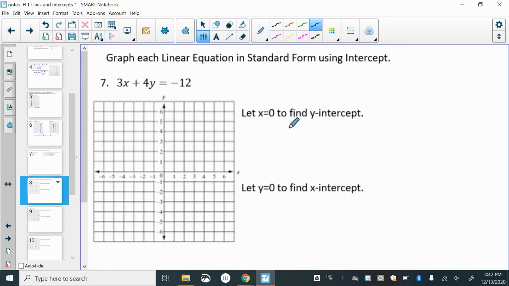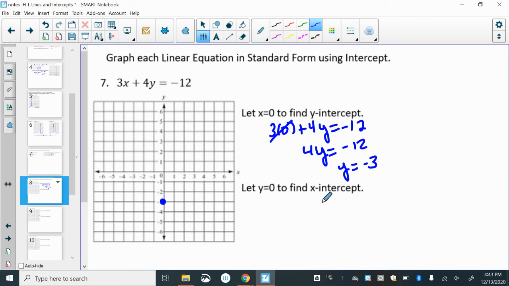So here's my equation. If I want to graph this using intercepts, I'm going to let x be 0 to find the y-intercept. This will cancel out, leaving me with 4y equal to -12, and I find y to be -3. So my y-intercept is -3.